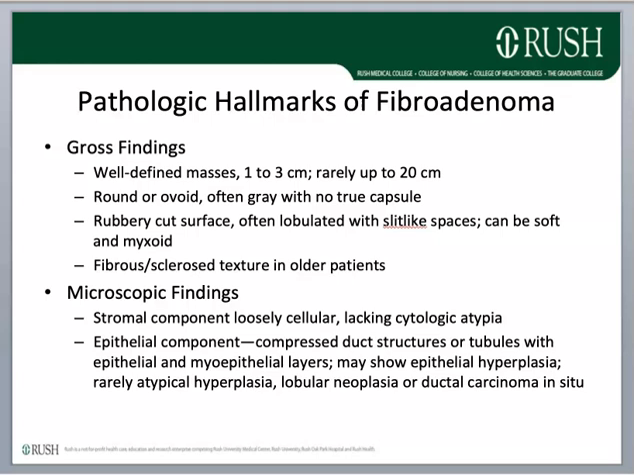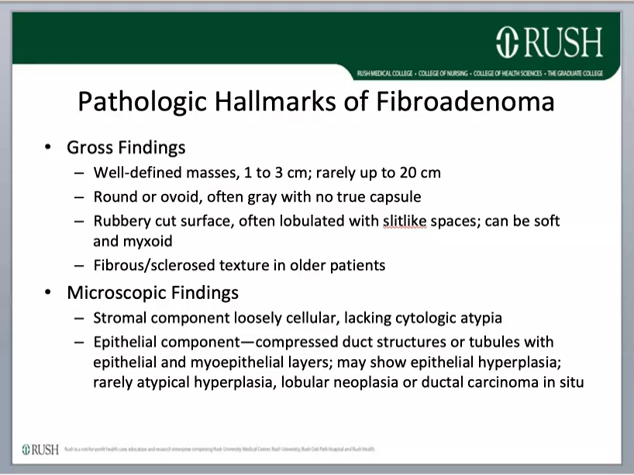They have a rubbery cut surface because of the stromal component, and are often lobulated with slit-like spaces, which is the epithelial component. Occasionally they can even be soft and have a myxoid stroma. But generally, as the patients age, the lesions develop more stromal fibrosis and have a sclerosed, sometimes even hard or gritty texture.